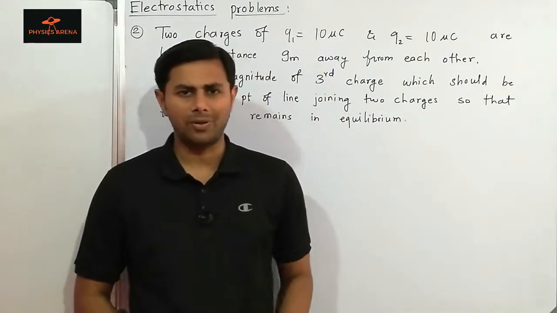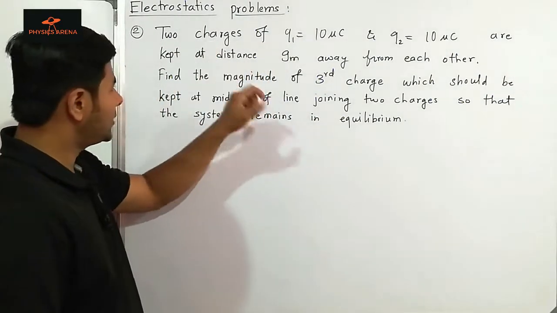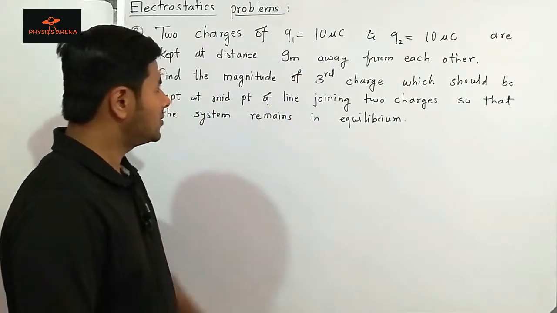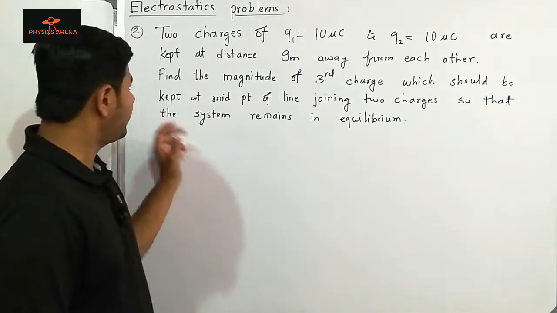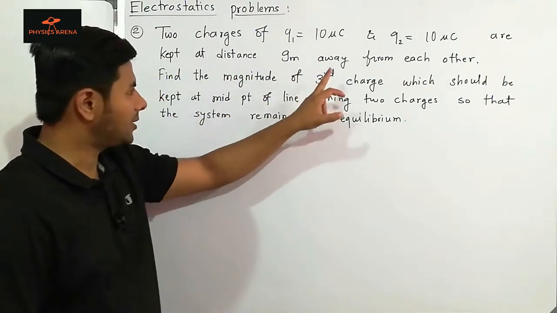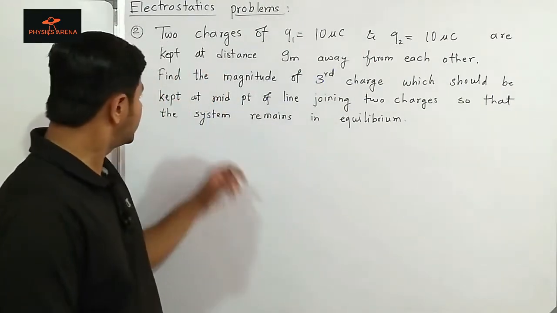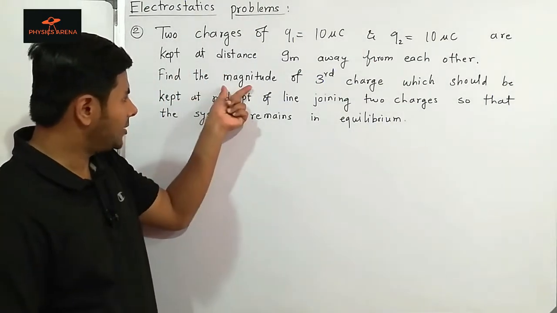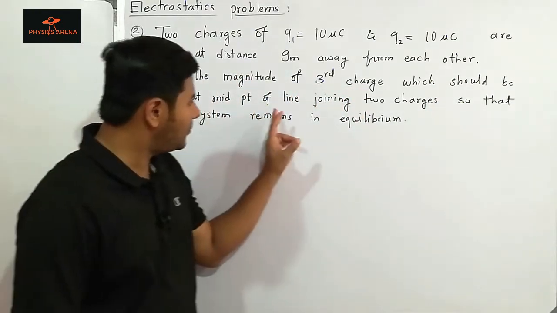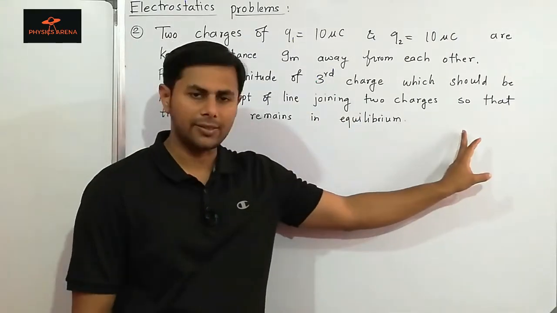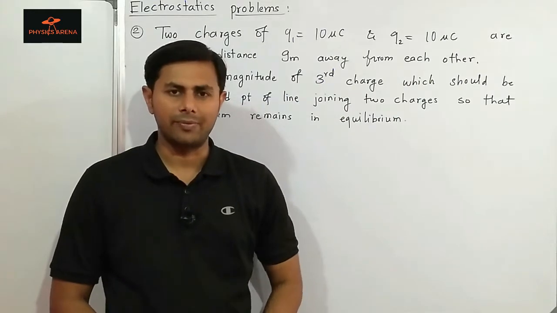Now let's see problem number 2. Two charges Q1 equals 10 microcoulombs and Q2 equals 10 microcoulombs are kept at a distance of 9 meters away from each other, just like the previous problem. Find the magnitude of the third charge, which should be kept at the midpoint of the line joining the two charges so that the system remains in equilibrium.